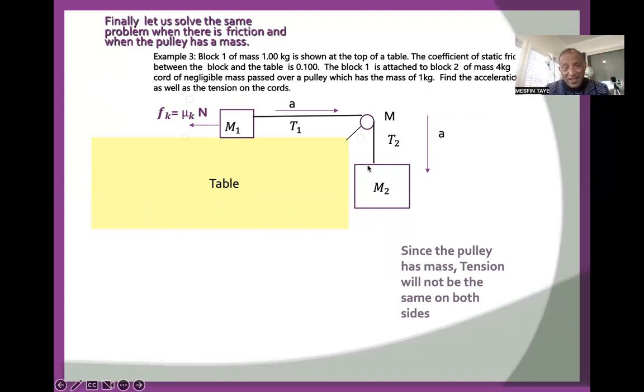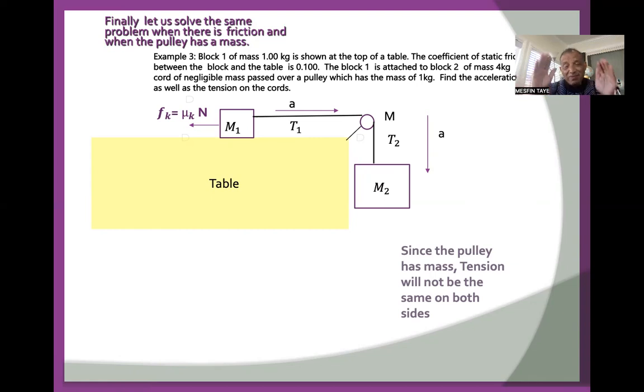Because the pulley has mass, tension will never be the same now. Tension here will never be the same as tension here. So this is going to be T1, and this is going to be T2. Of course, the whole system will have the same acceleration because they are connected with the string. m1 is going to the right, and m2 is going down. So now we have three free body diagrams because the pulley has mass. You have to have three free body diagrams to solve this problem.